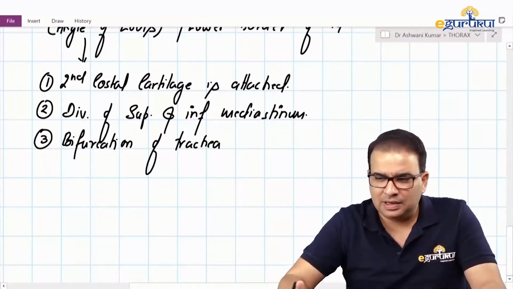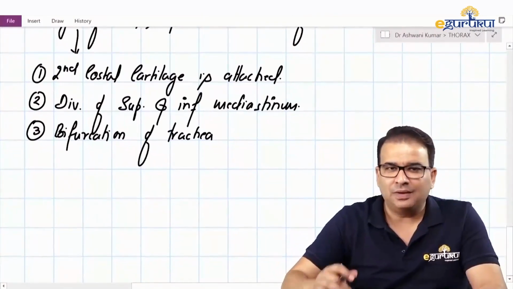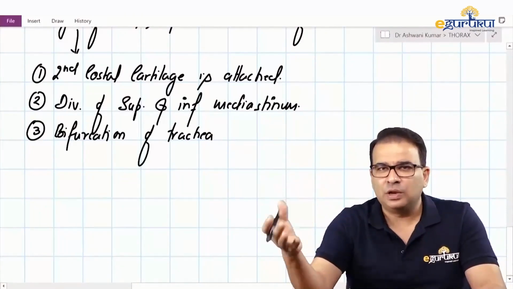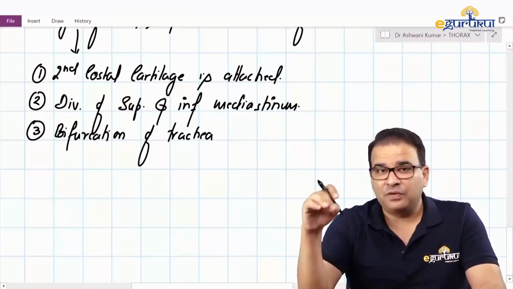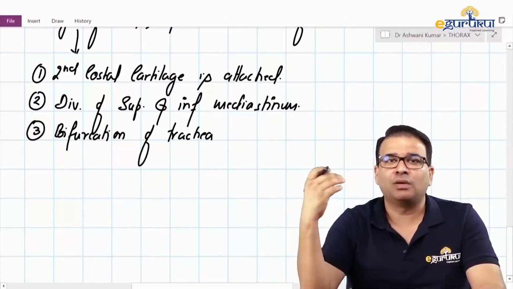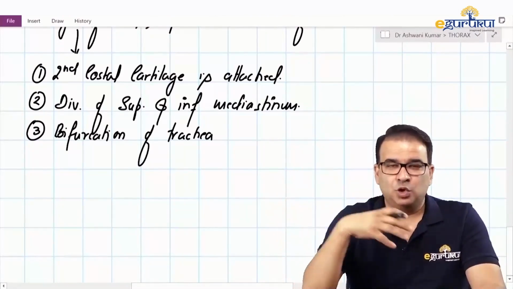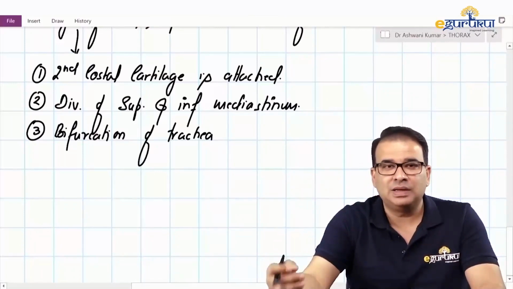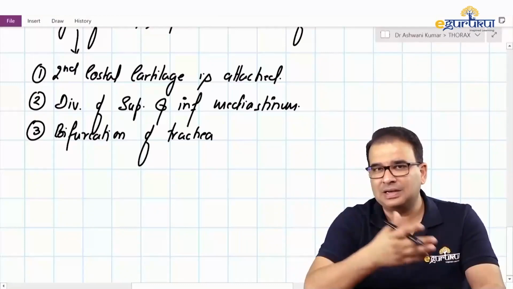But if you look at certain updates in the latest Gray's and some other books, they mention that when you say bifurcation of trachea, this is basically a cadaveric level. In cadavers, the lower border of T4 is the right answer. But in living persons, the bifurcation of the trachea is not at the lower border of T4, it is actually at the level of T6. So it's way lower than what we see here. So the lower border of T5 or the body of T5, or in fact it can even extend to the T6 vertebra, that is the bifurcation of the trachea. So it does vary from person to person.